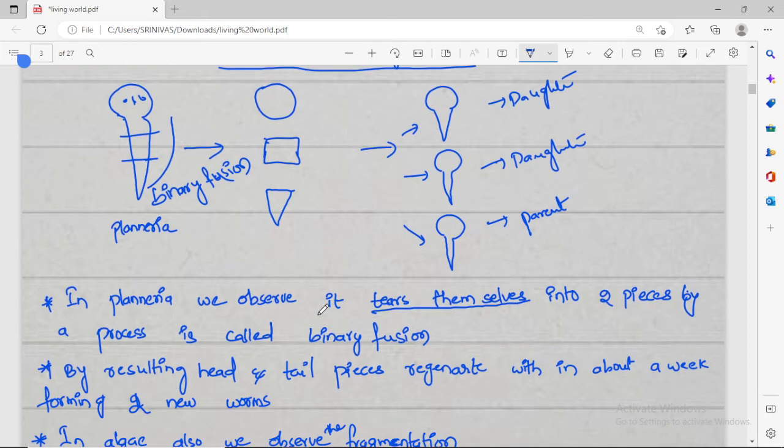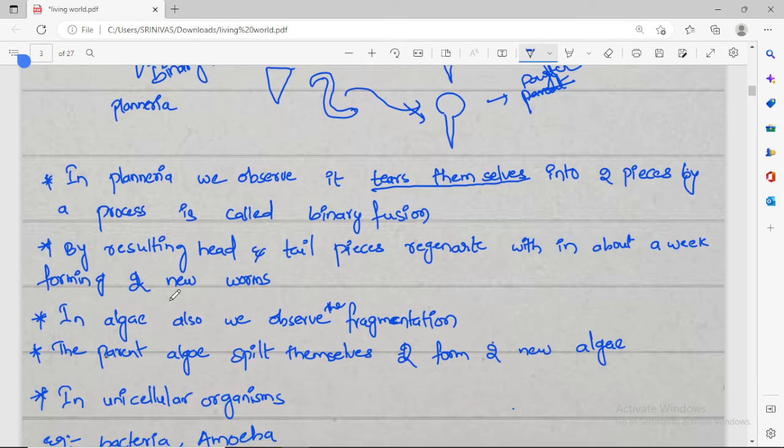Next, resulting in head and tail pieces, what happened? The pieces regenerate within about a week to form two new worms. Worms means earthworm-like structures. These new worms form two new daughter ones, two new planaria. Here this is the parent one and this is the daughter one.